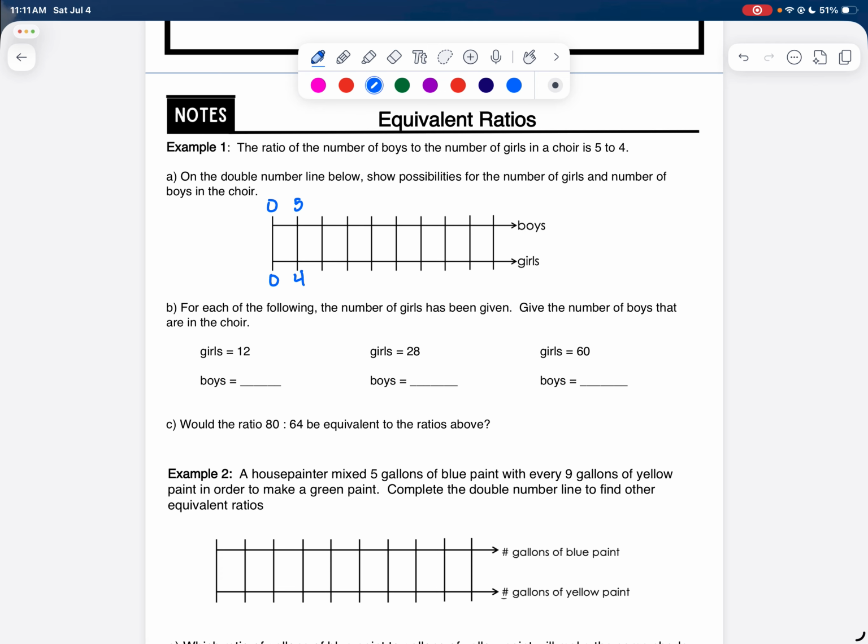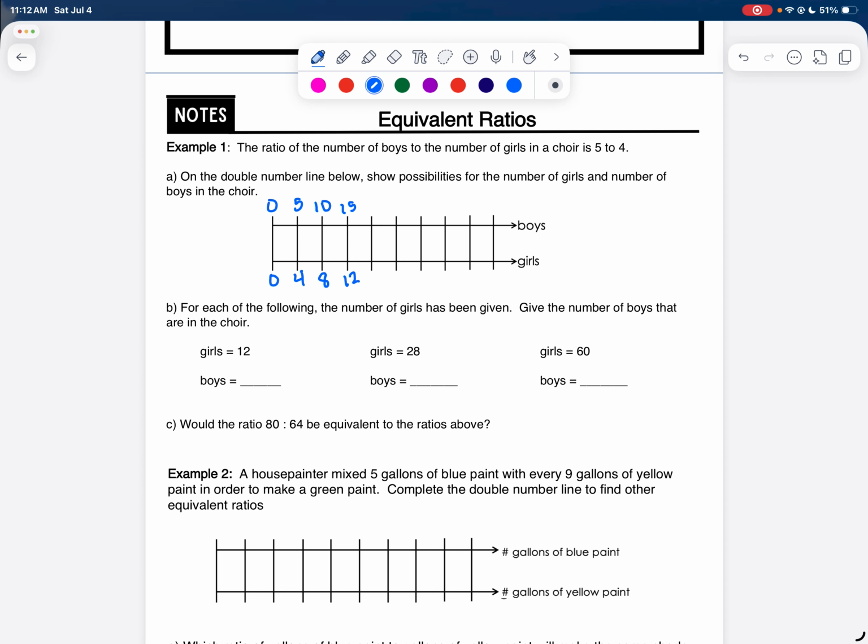So what we're going to do is generate a list of equivalent ratios. For example, if we scale by 2, 5 times 2 is 10, and 4 times 2 is 8. 10 to 8 is an equivalent ratio to 5 to 4, because if we multiplied them by 2, we would get 10 to 8. Now, we could also triple it. 5 times 3 is 15, 4 times 3 is 12. So 15 to 12 is also an equivalent ratio.